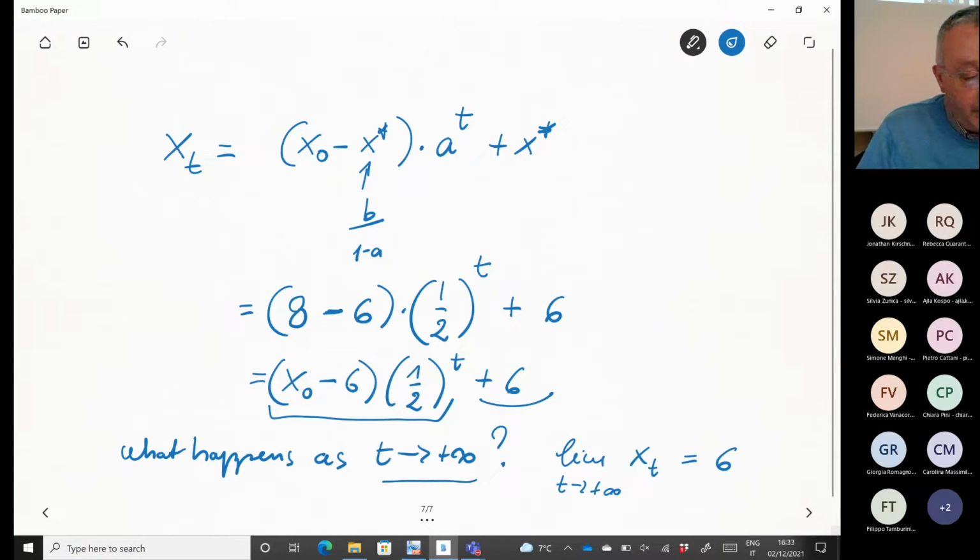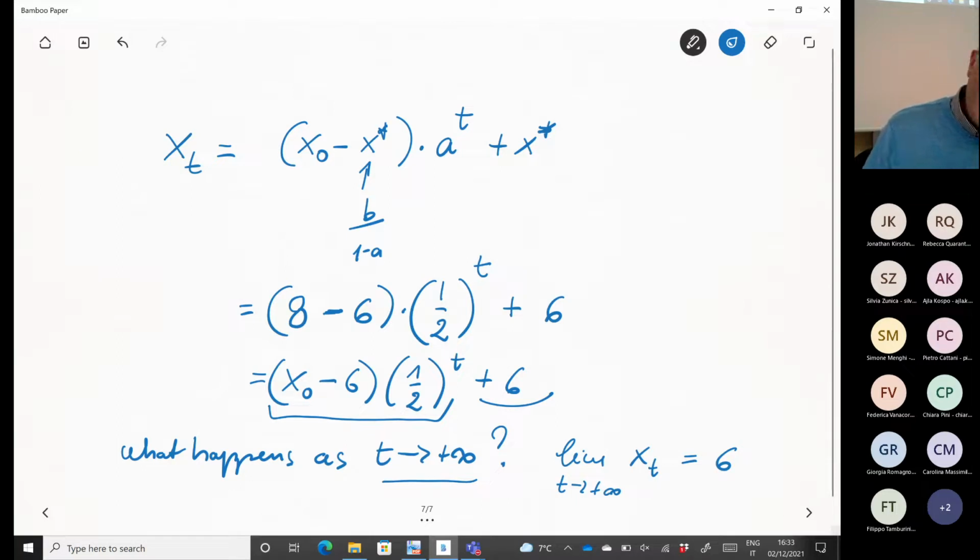Okay? This is basically a property of the geometric sequences by which if I have a common factor which is less than 1 in modulus, okay, when I raise this to an exponent t that tends to plus infinity, this goes to 0.